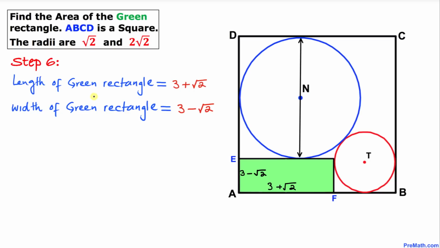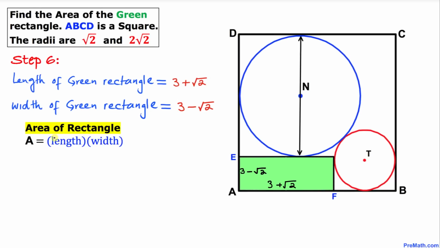And here's our final step. We figured out the length of this green rectangle, 3 plus square root of 2 rather, and the width of this green rectangle is 3 minus square root of 2. Now let's recall the area of a rectangle formula. Area equals length times width. Let's go ahead and fill in the blanks. So the area A equals the length, in our case 3 plus square root of 2, times the width, 3 minus square root of 2.